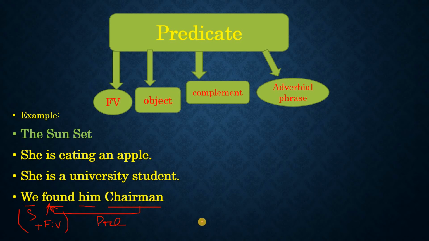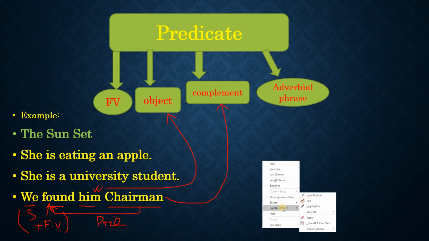But which elements are included in the predicate part? We found him. That means object. We found chairman. This is complement. Dear students, try to understand what I say. Him, object, and chairman, complement.